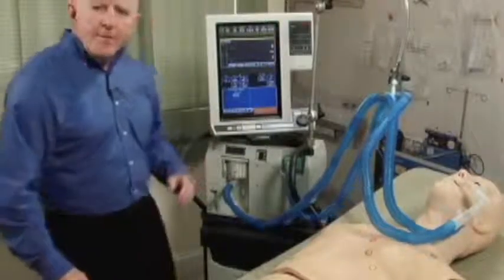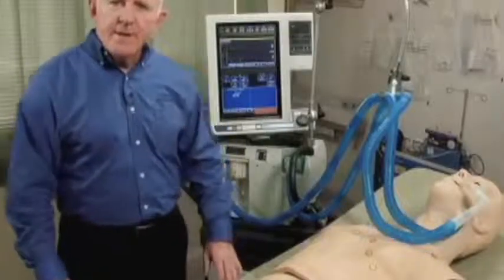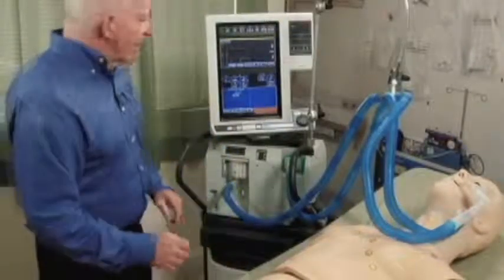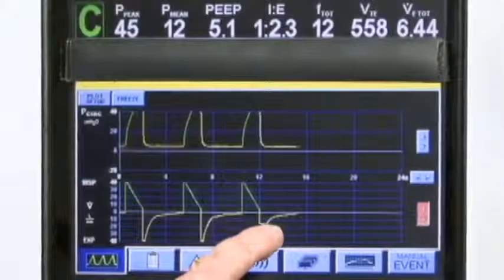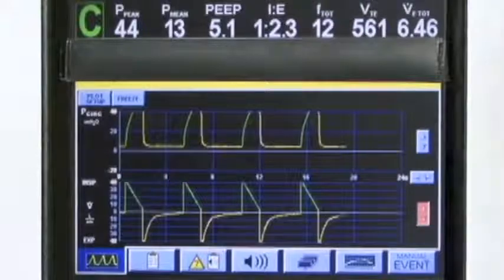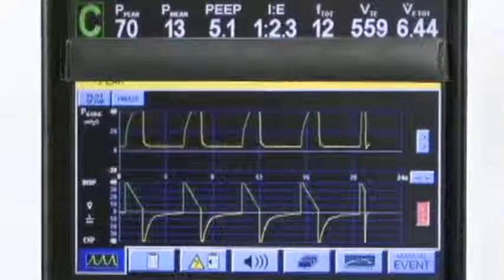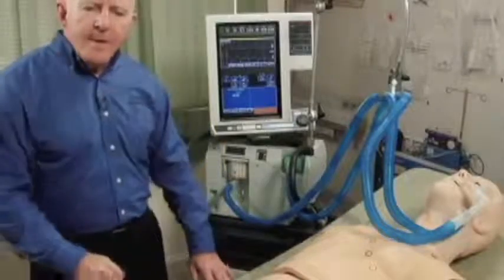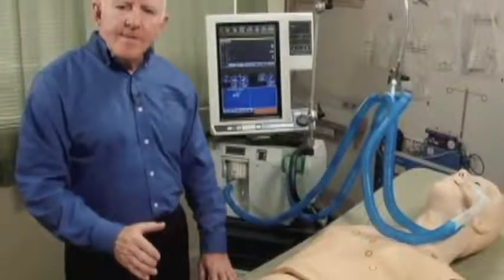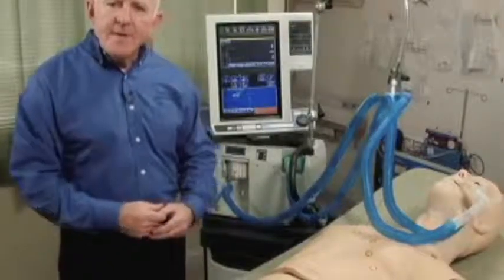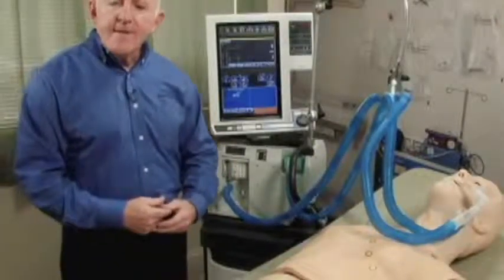Now, if we go to a more extreme situation with moderate resistance on both sides, we'll notice the very realistic delay in expiratory flow rates. Once again, very important to remember, this can all be done while the mannequin is running, demonstrating worsening situations, making for very excellent scenarios.